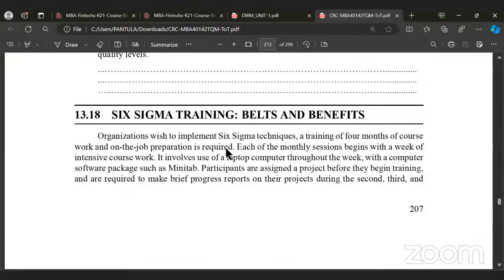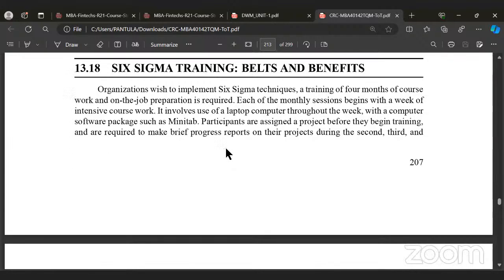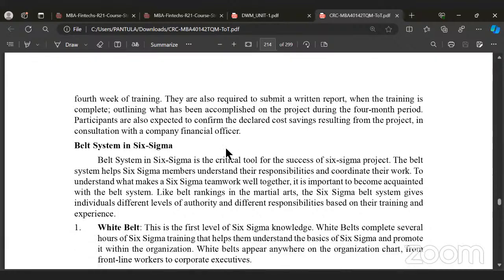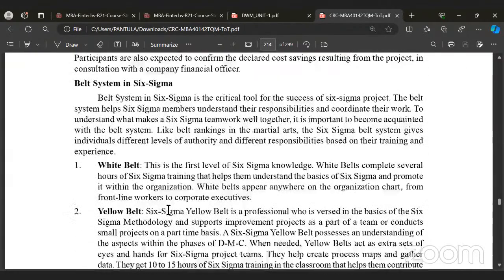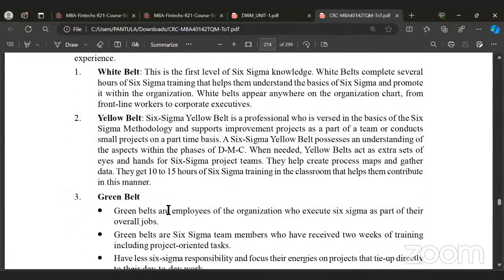So belts and benefits. Organizations implement the belts. There are two belts, green belt and black belt. So implementation techniques: on-the-job training is required. Now the belt system in Six Sigma: white belt, yellow belt, and green belt. What is meant by white belt?